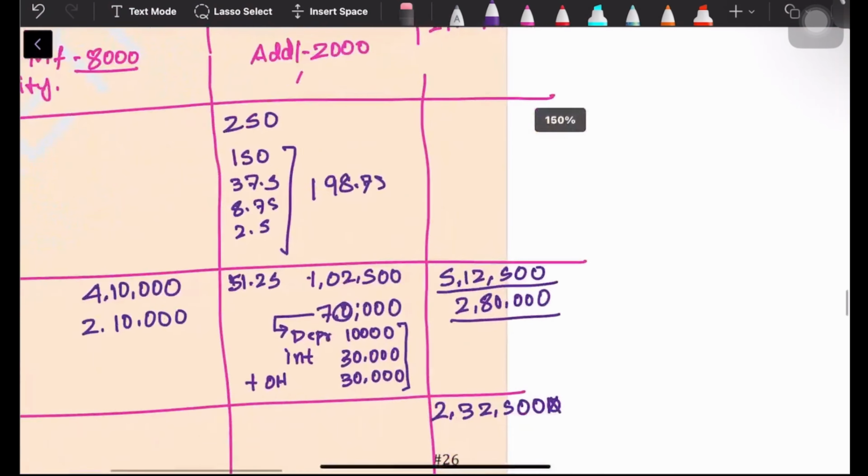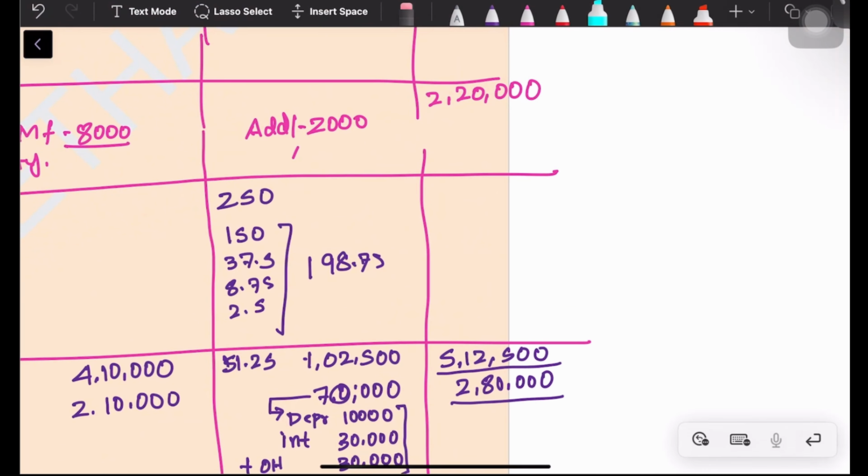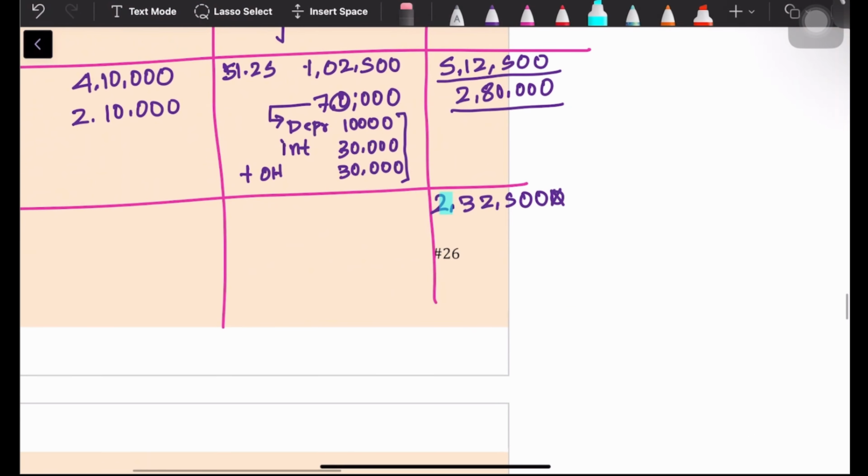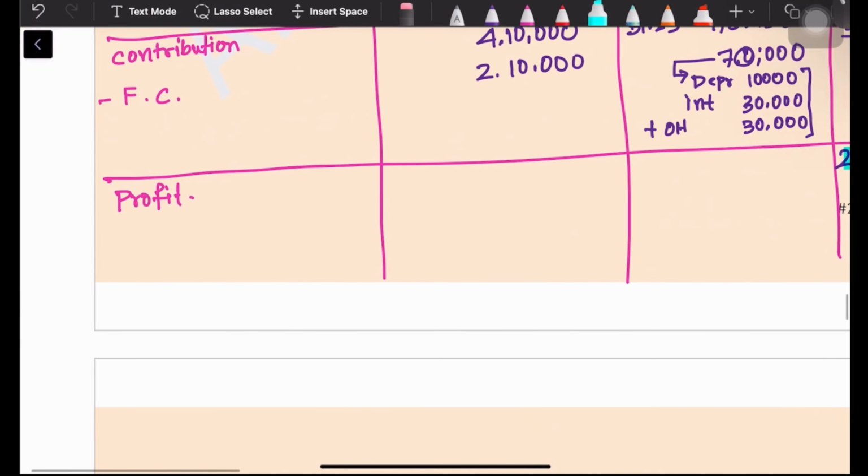Let's now compare what is the profit. It was 2.2 lakh. So hence, it is beneficial to increase the capacity. So that is the one statement you have to write, since it is giving more profit.